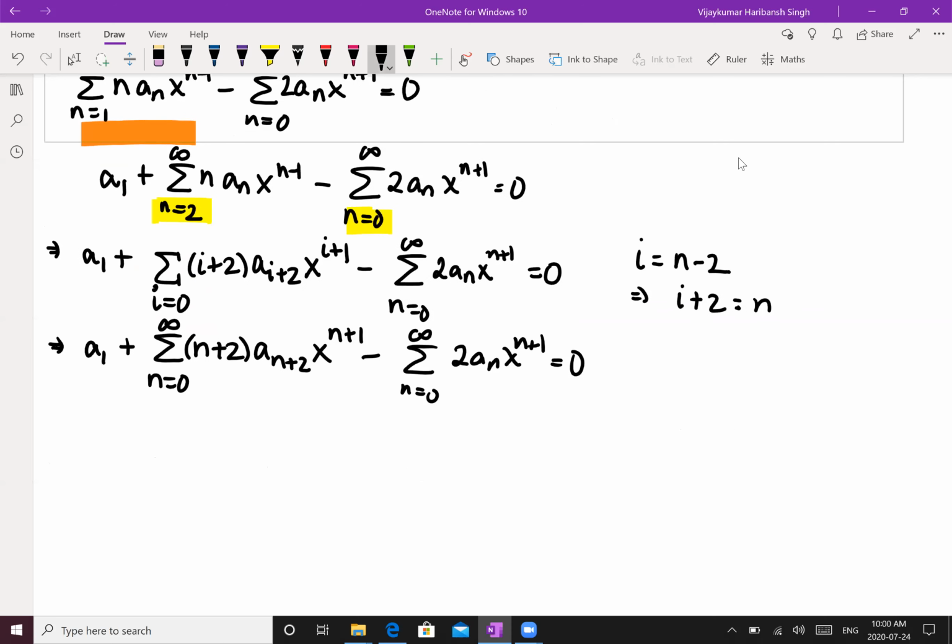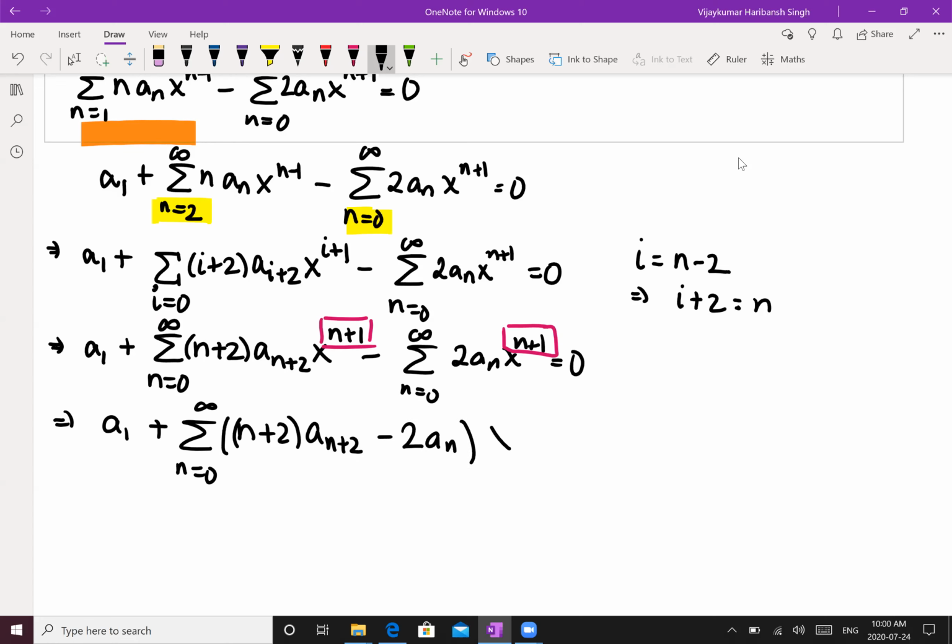So now this would give us a1 plus, now we can combine them together. The reason is the powers are equal. We could have combined them otherwise as well, right away, but then we had to be more careful about the coefficients. So we get summation n equals 0 to infinity of ((n+2) a_{n+2} minus 2 a_n) x to the n+1 equals 0.